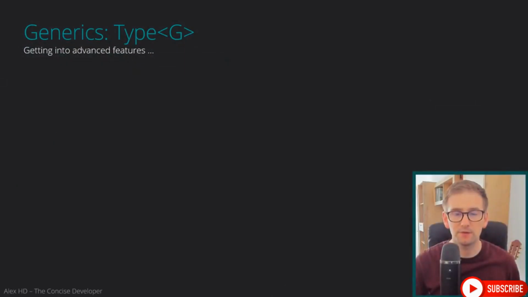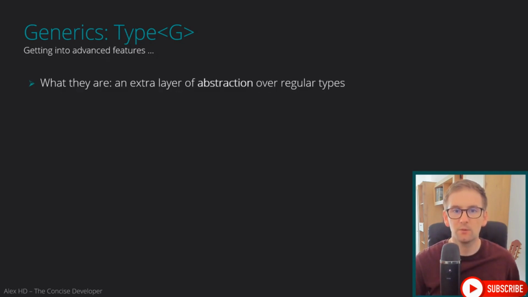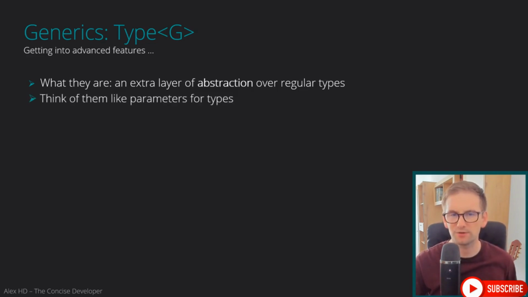Let's now talk about a very important TypeScript feature: generics. This is a more advanced feature of TypeScript. They are simply an extra layer of abstraction over regular types, so we can use generics to build more and more stronger types. You can think of them like parameters for types. If functions have parameters, then types can have parameters too, and a type with some parameter is called a generic type. This is the terminology.